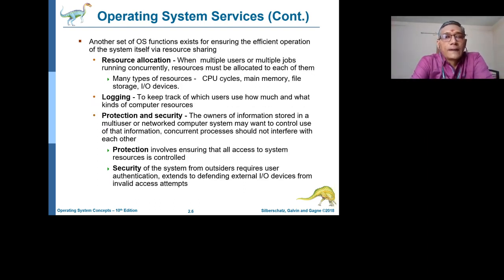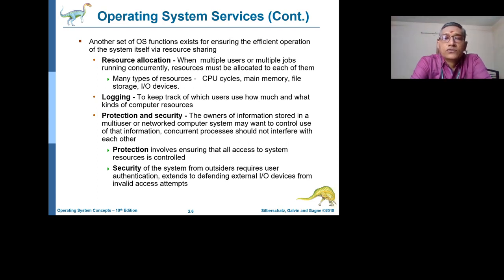Resource allocation. As part of the operating system, one of the important services is resource allocation. For a particular program or process, the CPU is a resource, memory is a resource, IO devices are resources, and file storage is a resource. Using these resources efficiently during the course of execution is very important. That is taken care of by the operating system. It is also called a resource allocator.